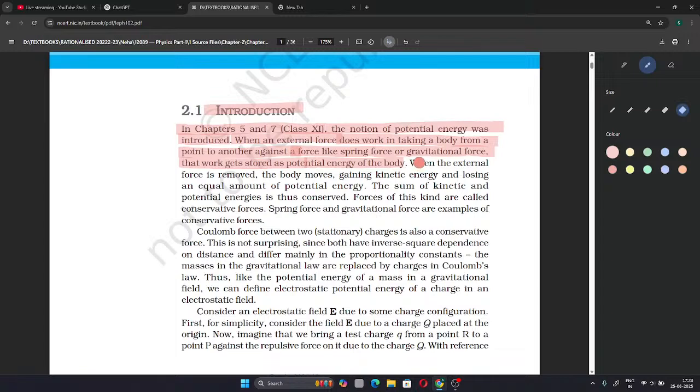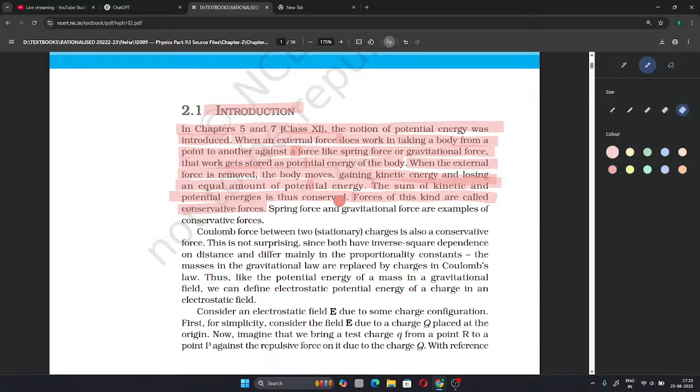That is why when we release the spring, or any object we kept at a height, the object will fall down or the spring will expand, because the potential energy is being converted into kinetic energy. When the external force is removed, the body moves, gaining kinetic energy and losing an equal amount of potential energy. The sum of kinetic and potential energy is thus conserved. Forces of this kind are called conservative forces.